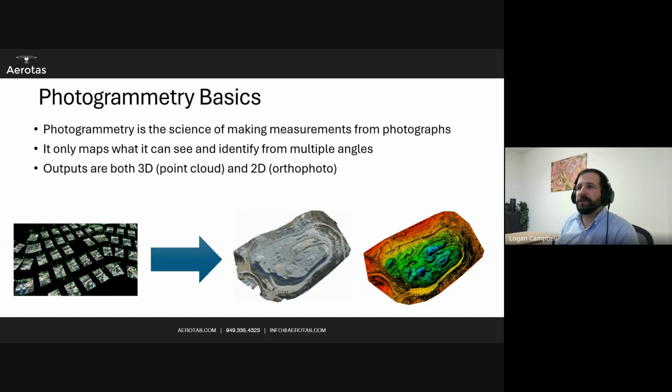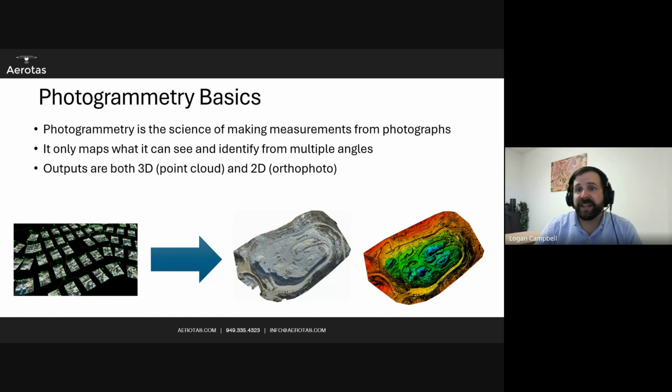So, your photogrammetry basics. Photogrammetry, just by definition, is the science of making measurements from photographs. You take multiple photographs that overlap with one another, you find matching points in different photos, and you stitch it together to create a 3D model out of the images. That means limitations. It only maps what it can see and identify from multiple angles. So it is based on vision.